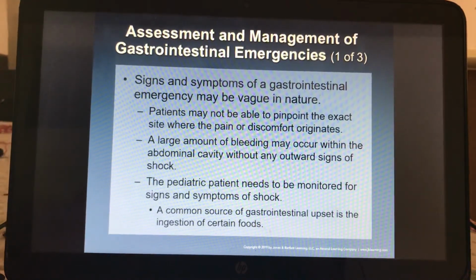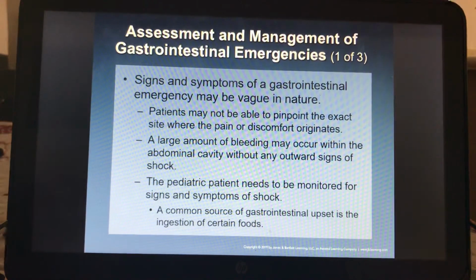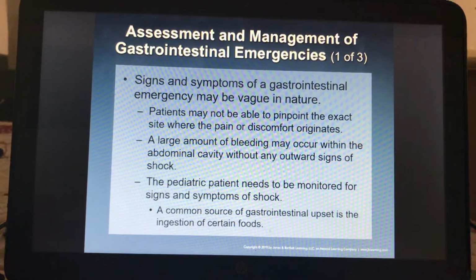GI stuff, it's still the same. The GI bleed is an insidious bleed. The abdominal cavity can hold a lot of blood before you really start noticing it.